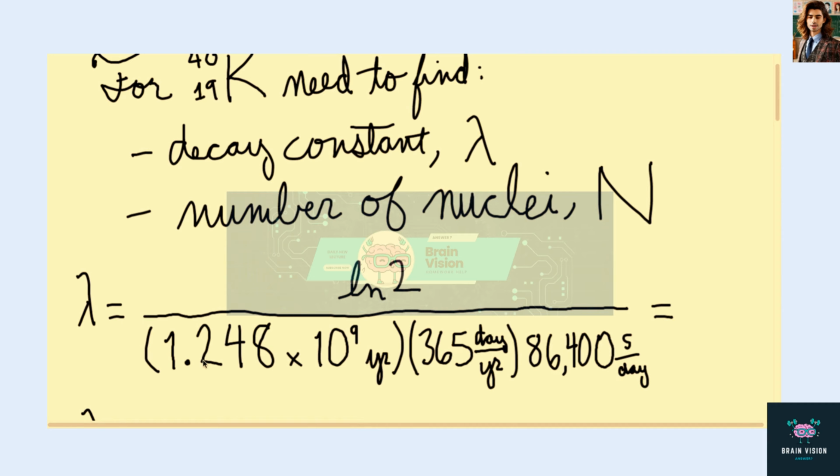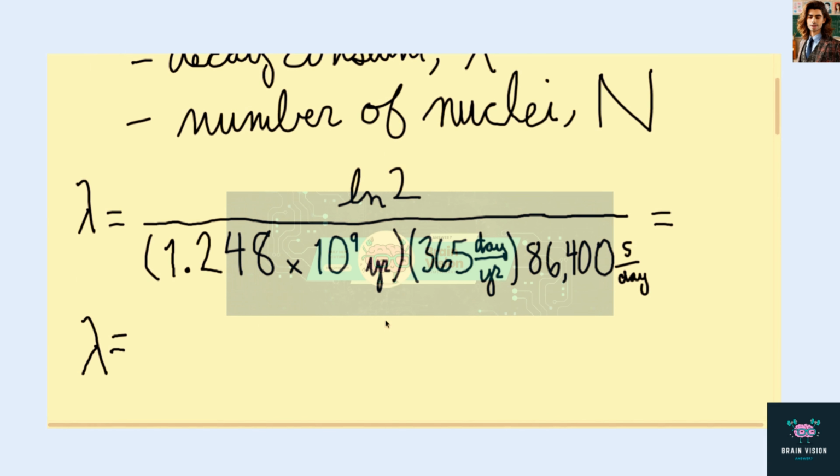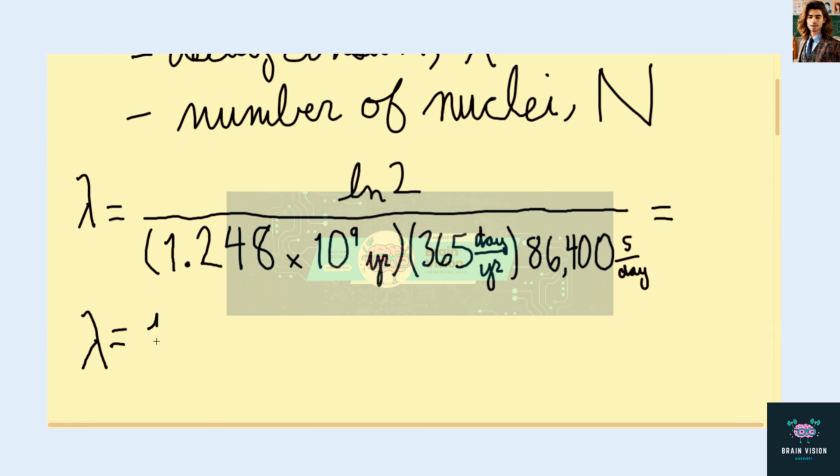And the conversion goes as follows. We have the actual half-life in years. We multiply it by the number of days in a year and multiply that by the number of seconds in a day. Doing that, we get a result for our decay constant of 1.79 times 10 to the negative 17th reciprocal seconds.